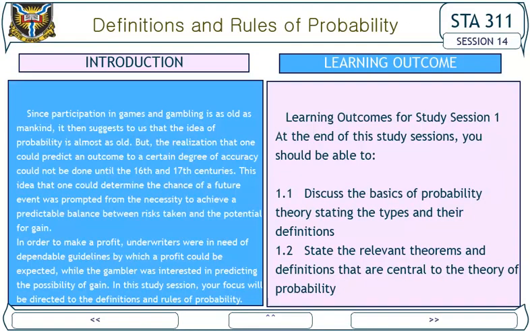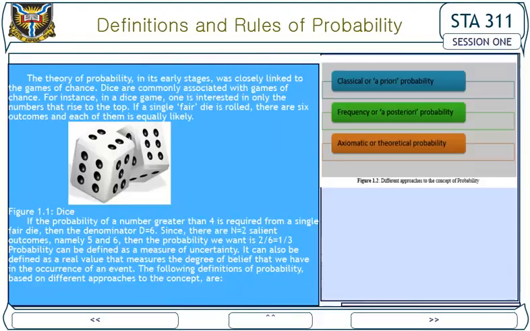Learning outcomes for Study Session 1. At the end of this study session, you should be able to discuss the basics of probability theory, stating the types and their definitions, and state the relevant theorems and definitions that are central to the theory of probability.